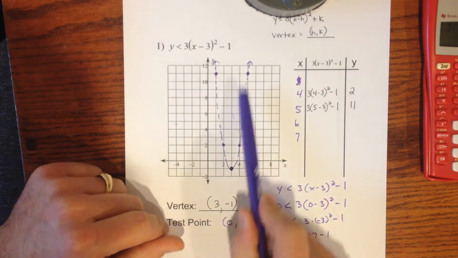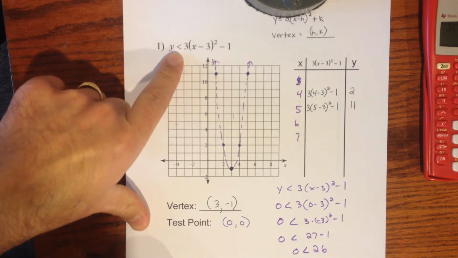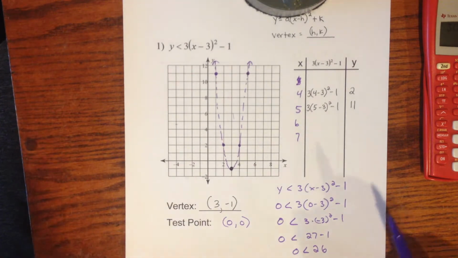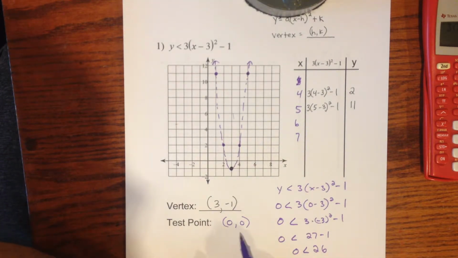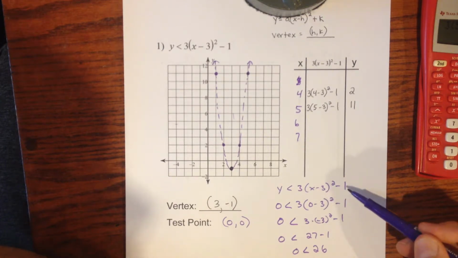and then I also knew that it was symmetrical, so I just plotted the points that I knew, and it's less than, so I knew it's going to be a dashed line. So then I went through and I'm going to plug in the test point 0, 0, and I really showed every single step here. Here's the original equation.